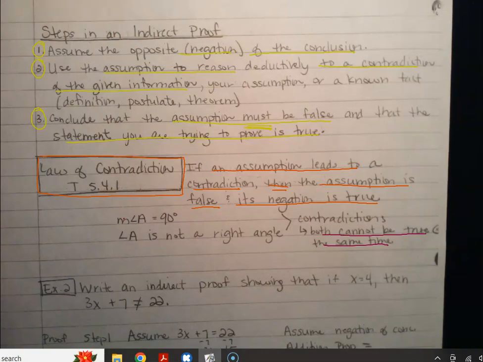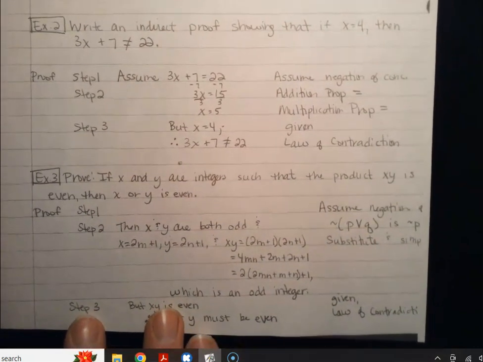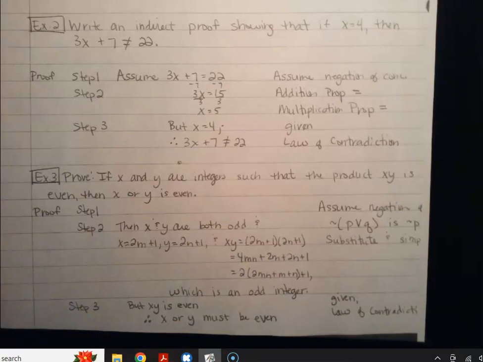Let's look at example 2, where we're actually going to write a proof. Again, this is our first time seeing this indirect proof. We're going to look at a couple examples first, and then we'll do one. So example 2: write an indirect proof showing that if x equals 4, then 3x plus 7 does not equal 22. We don't see not equal a whole lot, so that's new.